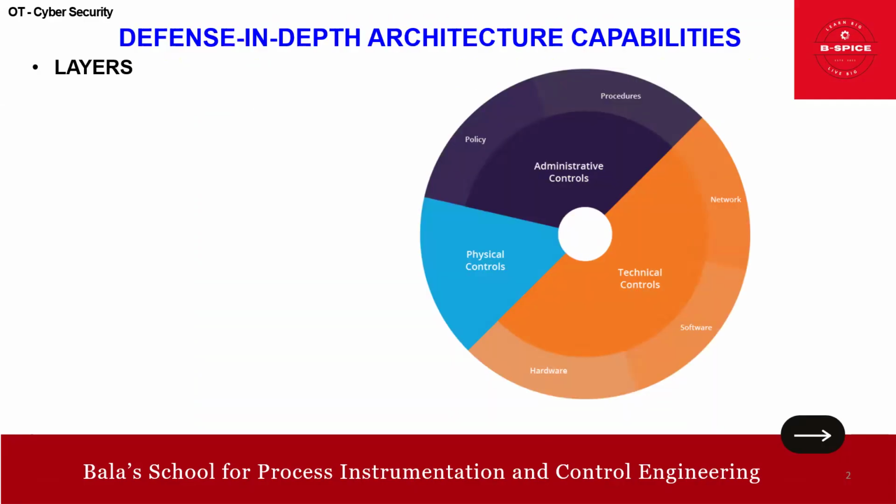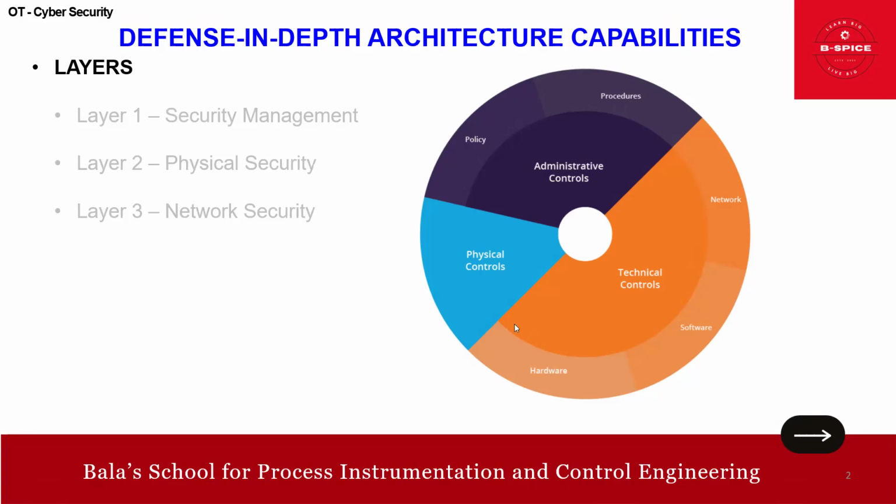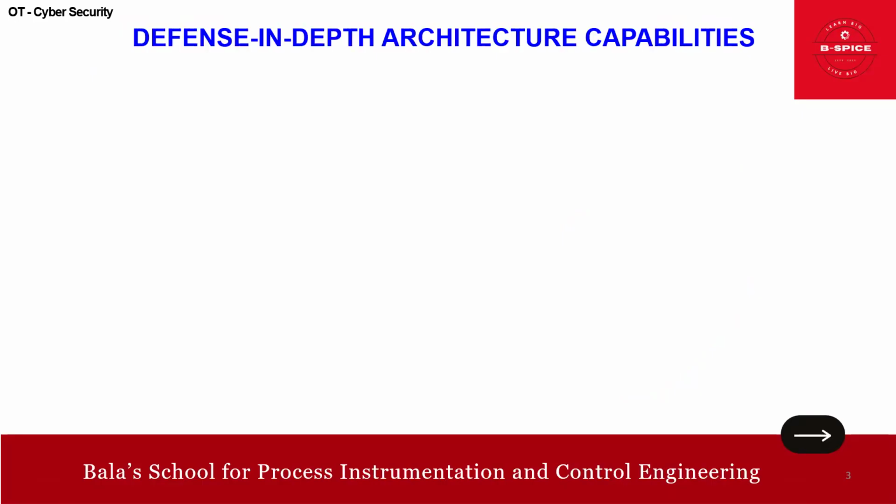So let's get started. If you're a first-time viewer, layer 1 we had already covered, which focused more on security management, layer 2 we talked about physical security, and layer 3 network security. We had already covered all of it, and it's available in BSpice. If you're interested, you can watch and benefit. Then layer 4 is more on hardware security, and layer 5 we will cover in the next session, which talks about software aspects. Now let's get started with hardware security.